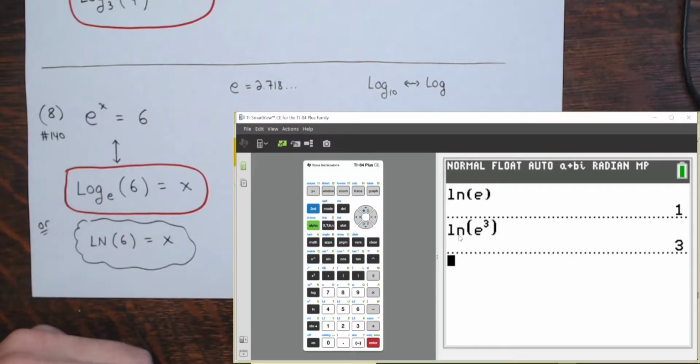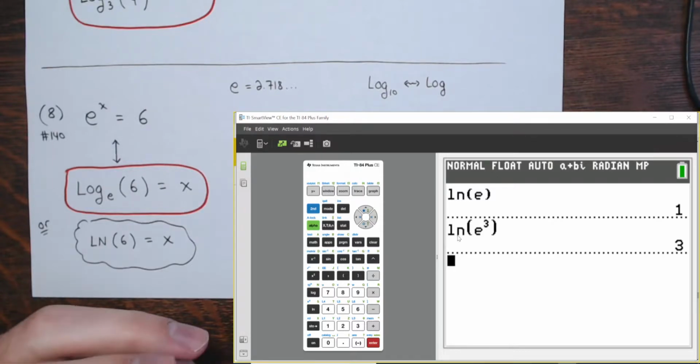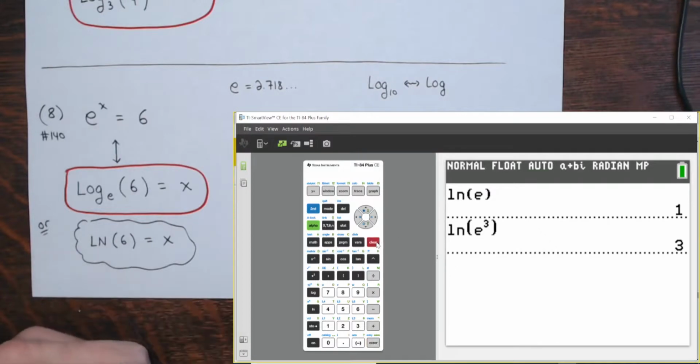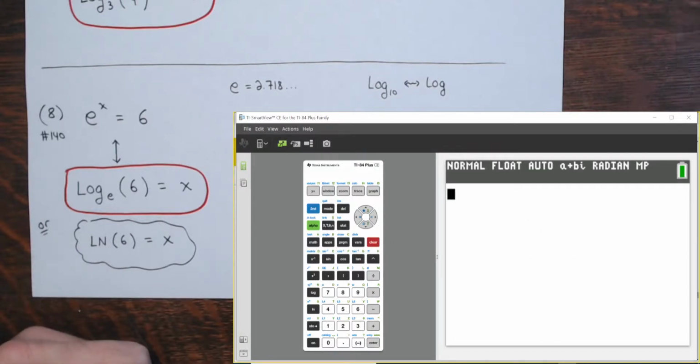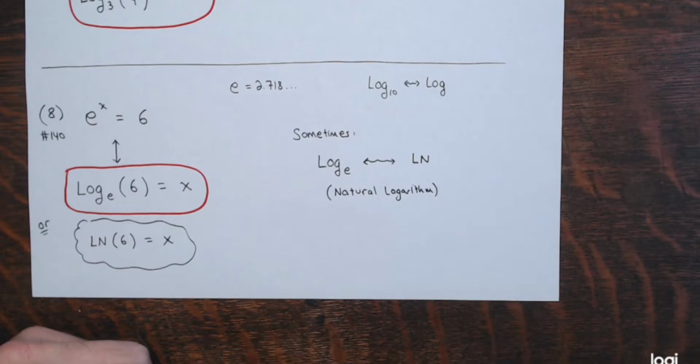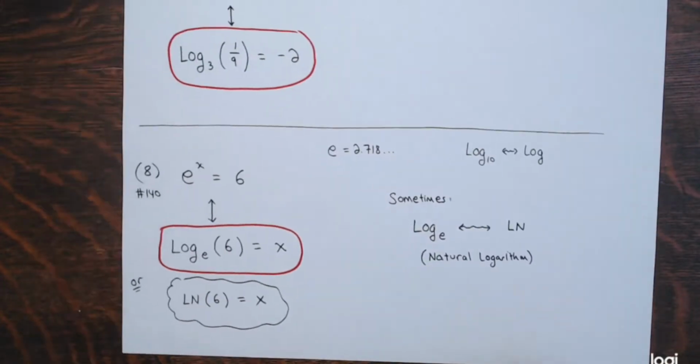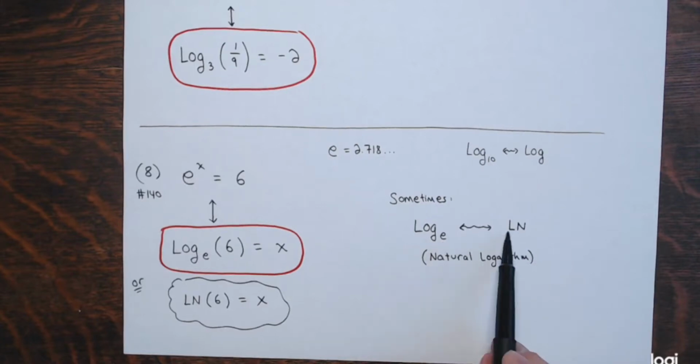But yeah, so this ln button is log base e, and you'll see that on most calculators. But writing it as log with a little base e isn't wrong though. All right, please understand that. These are both the same.